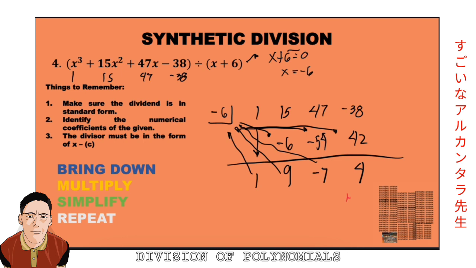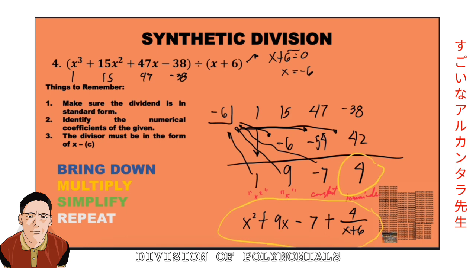So there is a remainder. There is a constant. There is an x and an x squared. Okay, so the answer here will be x squared plus 9x minus 7 plus 4 over x plus 6. Again, this is the same concept for all division. You have the remainder over the divisor. Okay.